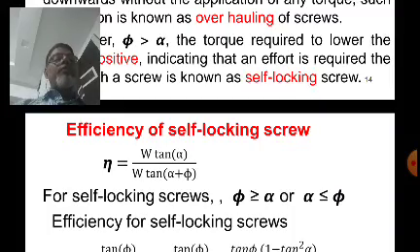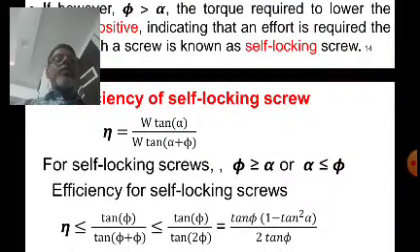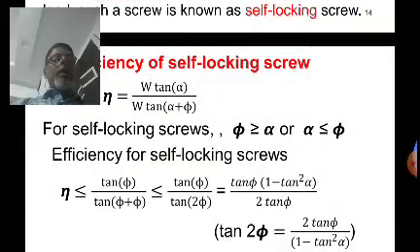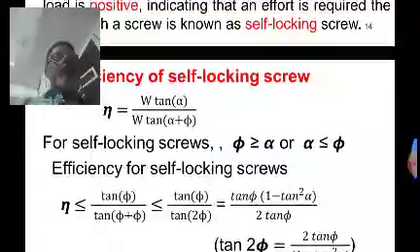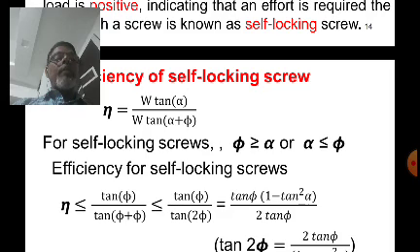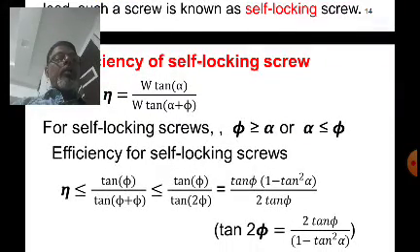So, as we discussed, the efficiency of the self-locking screw is equal to tan alpha divided by tan(alpha plus phi), right? For a self-locking screw, phi is greater than or equal to alpha. So approximately, efficiency is tan phi divided by tan 2 phi. And tan 2 phi, we know, is 2 times tan phi divided by 1 minus tan square phi.